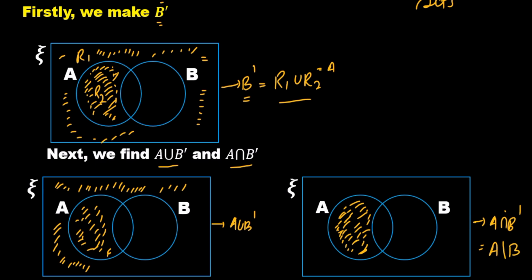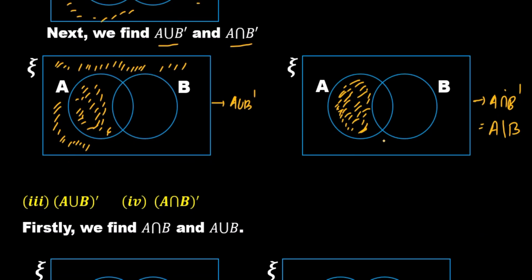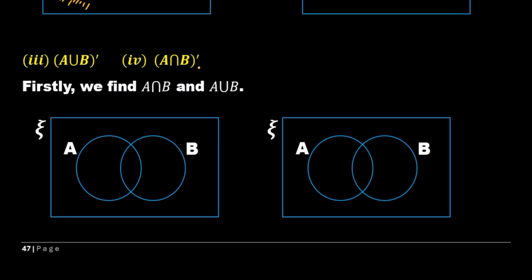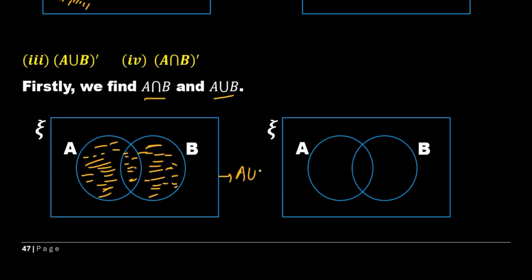This is actually the definition of A difference B, that represents all of the elements of A which are not part of B. Next, in the third and fourth parts, we have to find A union B complement and A intersection B complement. So firstly we find A intersection B and A union B. In case of A union B, we will shade both of the sets A and B. So in case of union, we will always shade both of the sets, set A and set B. So this figure represents A union B. What is intersection? The intersecting area is this common area. This is the common area that represents A intersection B here.